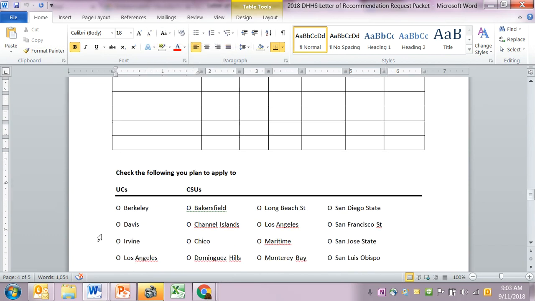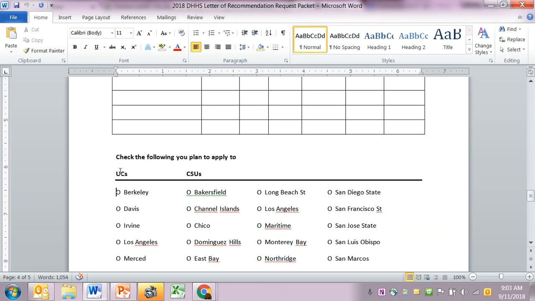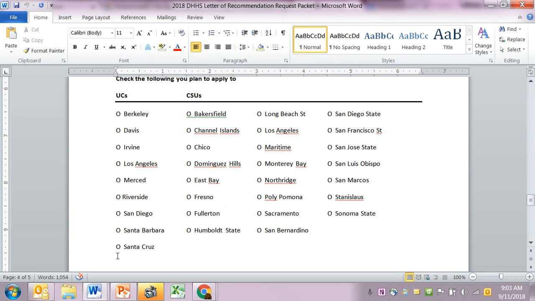You can also, very exciting, check the boxes to say which of the UCs, our nice little campuses here, you're applying to, and which Cal States. Now, some kids are like, oh, I don't know which ones to apply to. Do I need a letter of rec for these schools? You do not need a letter of rec for UCs and Cal States unless you are applying to the EOP. And the EOP is a special program for kids who are generally the first in their family to attend college, or they are low income.